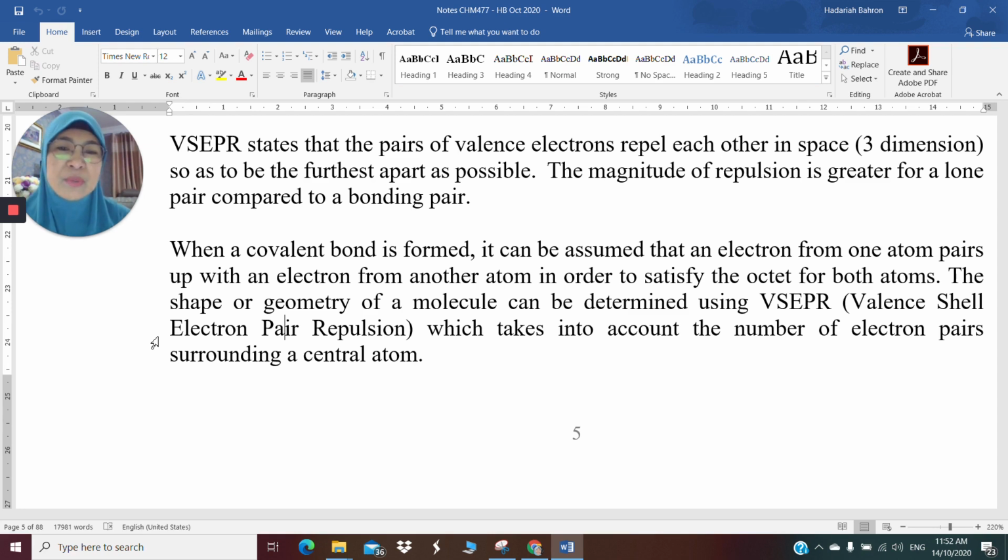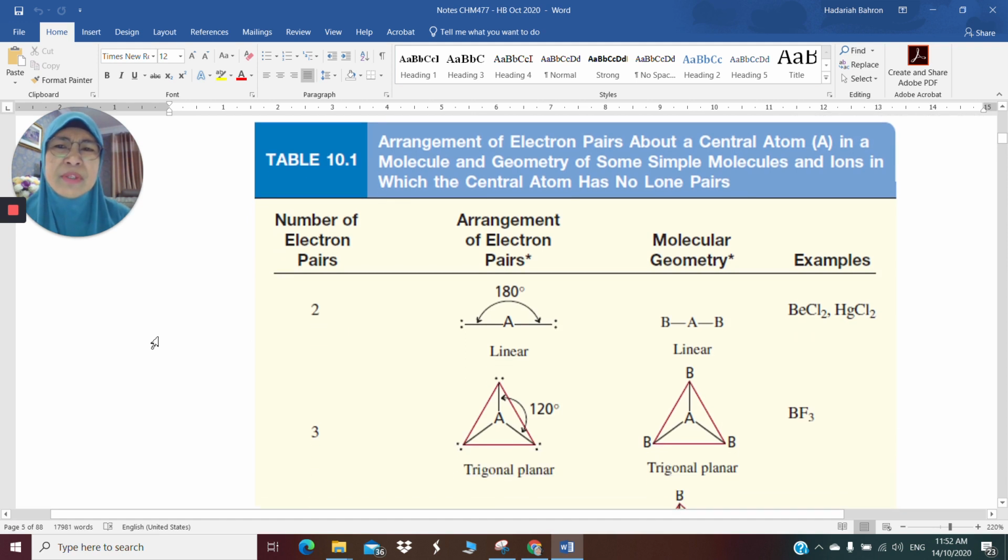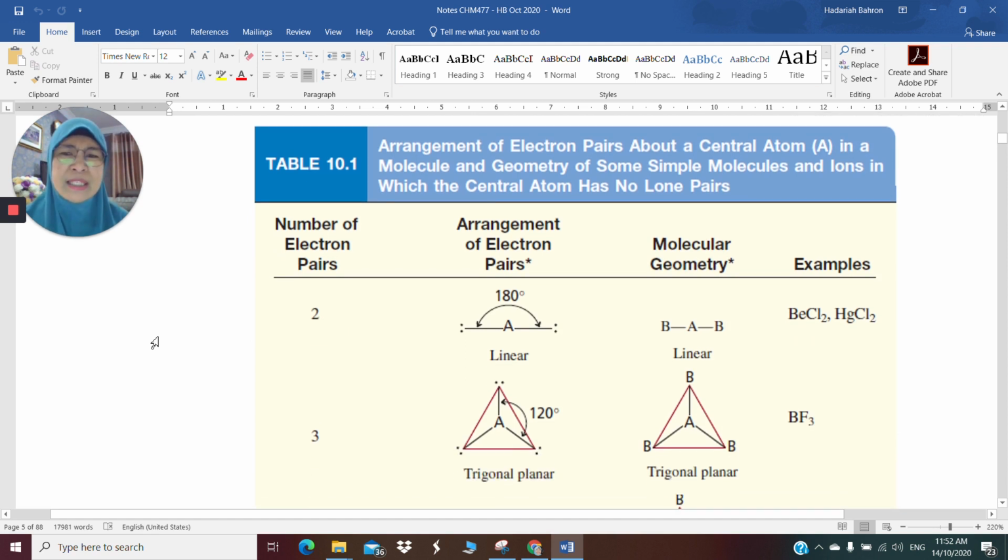This table I take from the Chang textbook. It shows the arrangement of electron pairs around a central atom A in a molecule, and the geometry of some simple molecules and ions in which the central atom has no lone pairs. So assume that all the pairs in these compounds or molecules are bonding pairs.